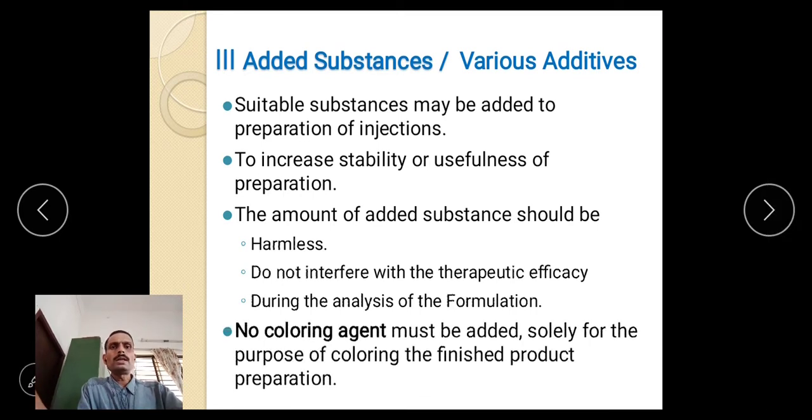And no coloring agent is added. We cannot color the parenteral preparations, and we are not adding any coloring agent. Sometimes injections have color because of the API itself, which is colored, like cyanocobalamin.